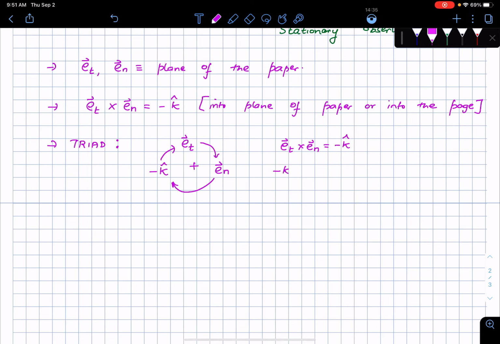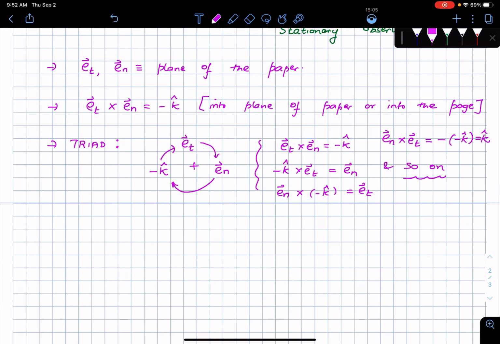And then if I do minus K hat crossed with ET, this is going to give me En. If I do En crossed with minus K hat, this is going to give me ET, and so on. Or if I do En crossed with ET, look at this, En crossed with ET is going to give me minus of minus k hat, or essentially k hat. Okay, fantastic, right? So this is the triad that I'm looking at. So these are the two things that we are setting up: a fixed coordinate frame and a moving observer. And then based upon these, we're just going to start doing the kinematics of the problem at this point in time.